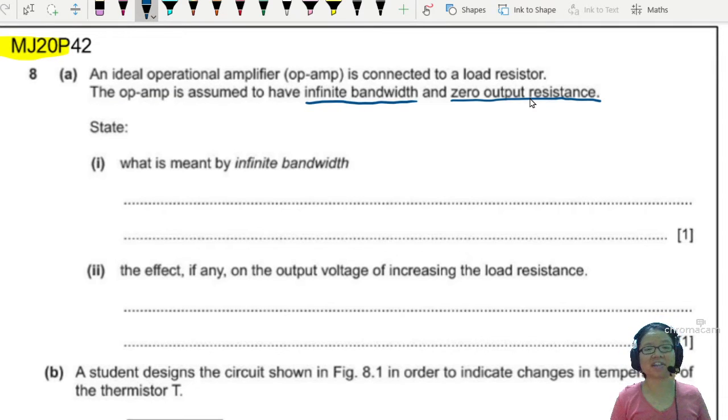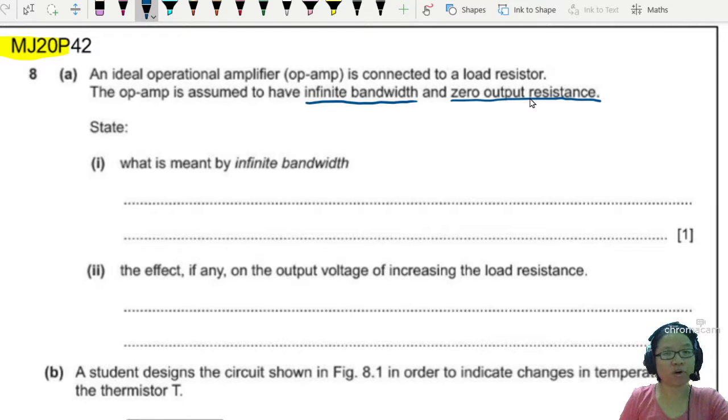So a student with infinite bandwidth, right? The brain can study many things. Can study chemistry, can study physics, can study maths, can study further maths, can study bio, can study econs, can study all the things. Infinite bandwidth, all subject knowledge gain is the same. Ideal student, ideal processor, ideal op-amp.